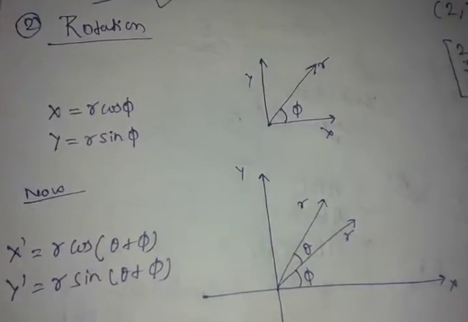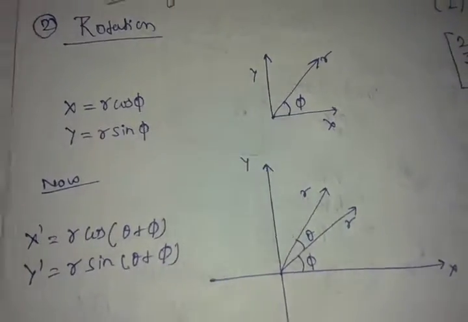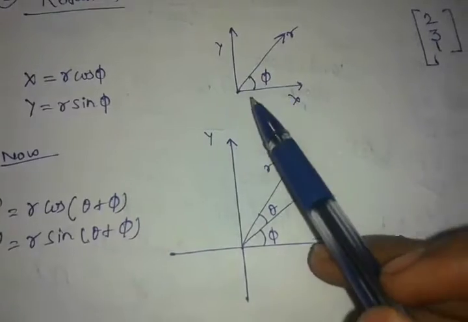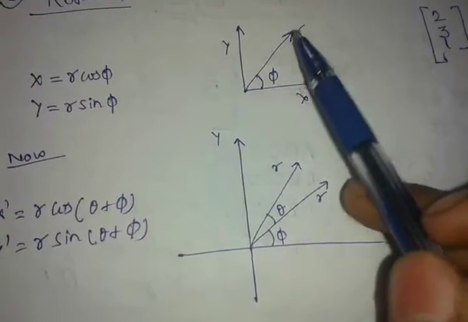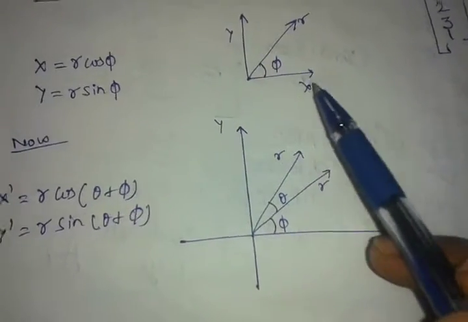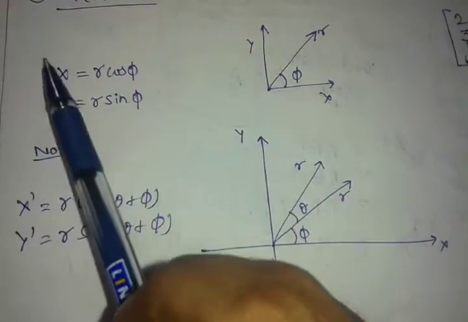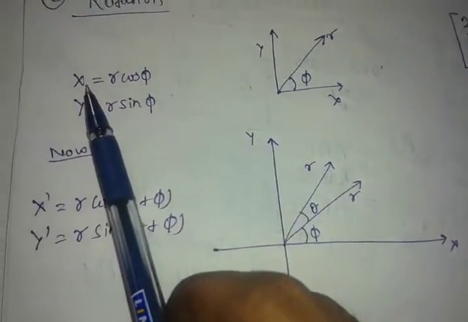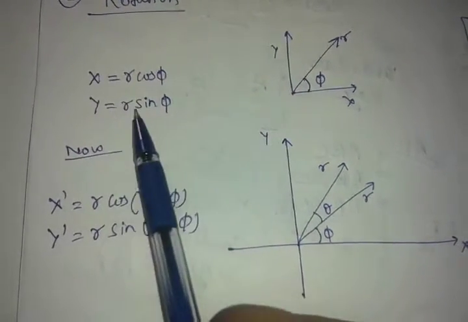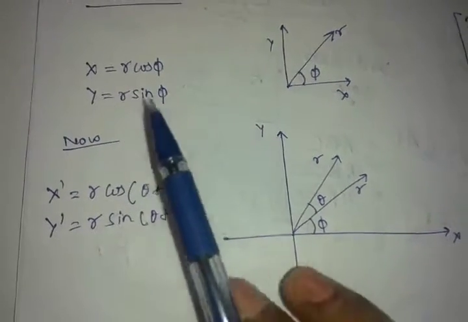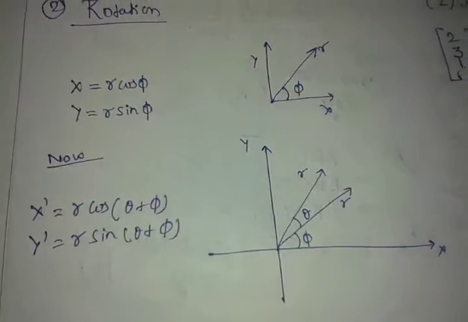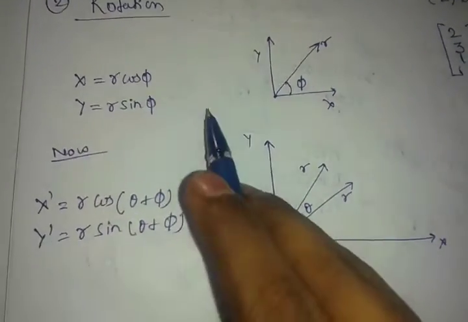First we look at some similar basic things. Here I have drawn a coordinate axis and taken a vector r that makes a phi angle with the x-axis. Now if we want to write x from basic geometry, we know x is equal to r cos phi and y is equal to r sin phi. I'm not going into the details of this, because if you know the geometry, you know how it comes.